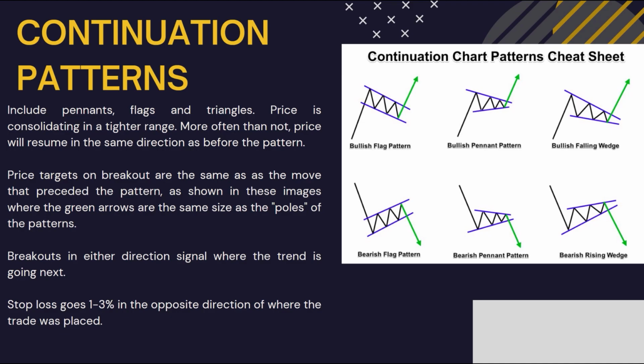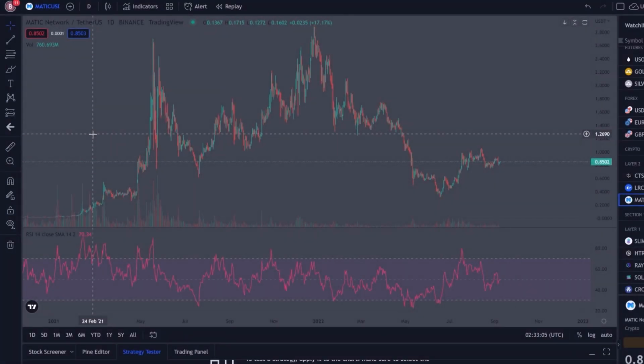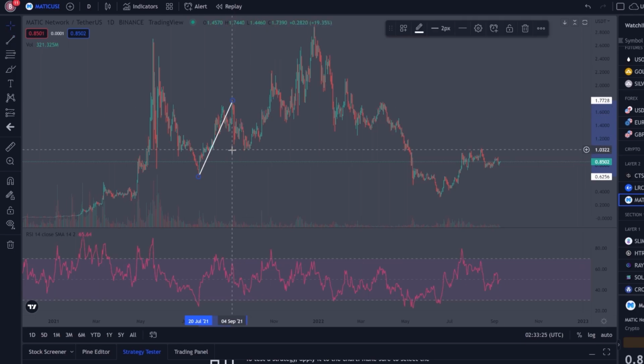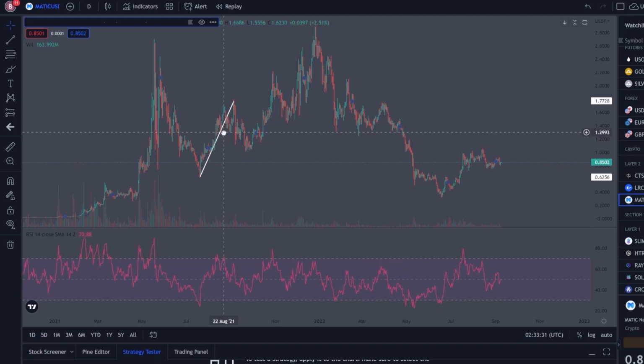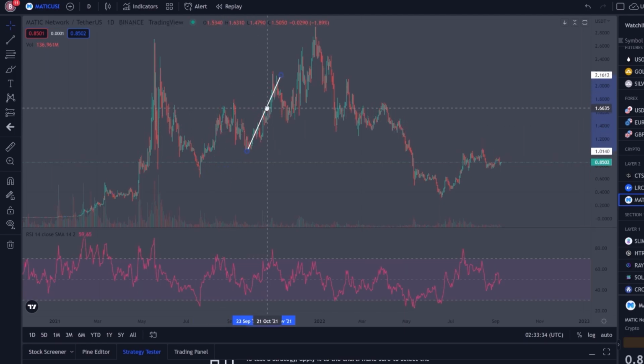Now, to better illustrate the concept of continuation patterns and how to measure them, we could take a look at the Matic chart on TradingView. So in mid-July of 2021, Matic began to print this pretty big uptrend. For example, if we went over here and drew a trend line from the bottom of the pole all the way to the top of the pole of this bullish pennant, we could take that move that we just measured and drag it onto the breakout of the pennant, which would be right here. If you notice, it actually hit the target pretty spot on.